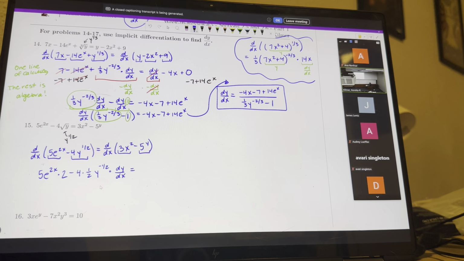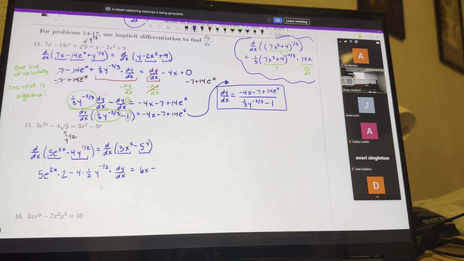On the right-hand side, again, we have a difference of two functions. We can just find the derivative of each and leave our sign in between. To find the derivative of 3x squared, it's just involving x. That's easy. We can use our ideas from previous problems. Derivative of 3x squared is just 6x.